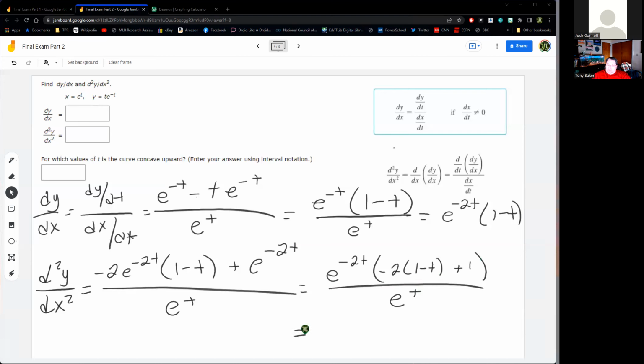So again, I can simplify this down a little bit. So I get e to the negative 3t, and I end up getting 2t minus 3. Oh, that's not plus 1, it's minus 1. Yeah.